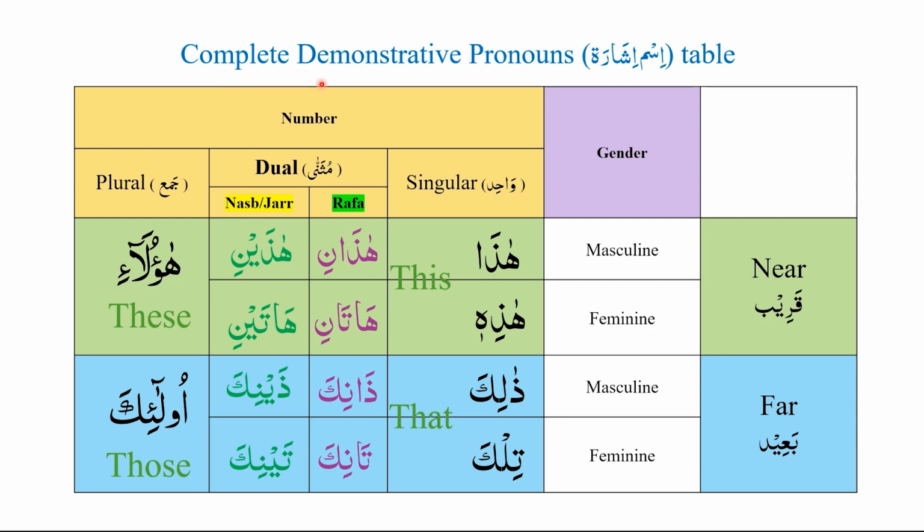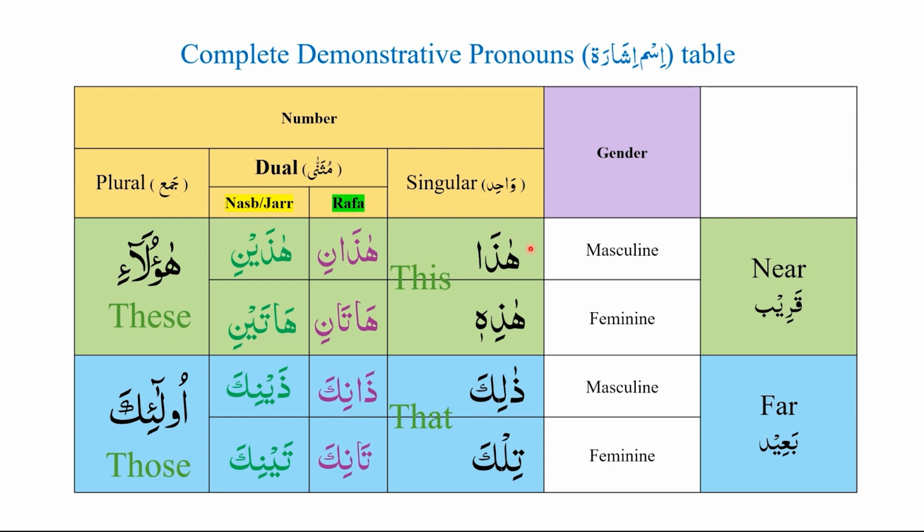As stated earlier, the most common asma ishara that are used in the Holy Quran are the singular asma ishara and the plural asma ishara. Dual asma ishara are not used as frequently as singular or plural asma ishara. For near demonstration, we have haza, hazani, hazaini, haulai. If we recall from earlier lectures, ani ending sound indicates rafa status, aini ending sound indicates nasab or jar status.